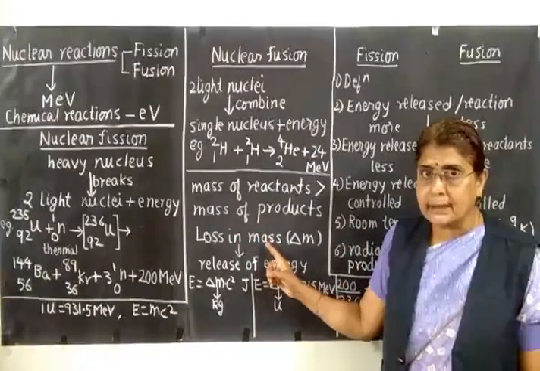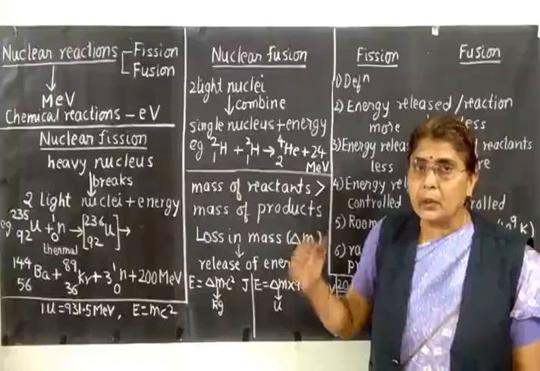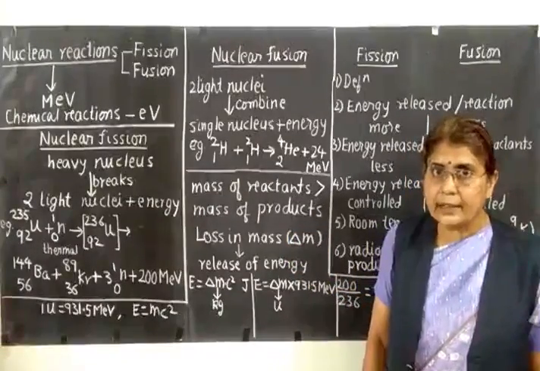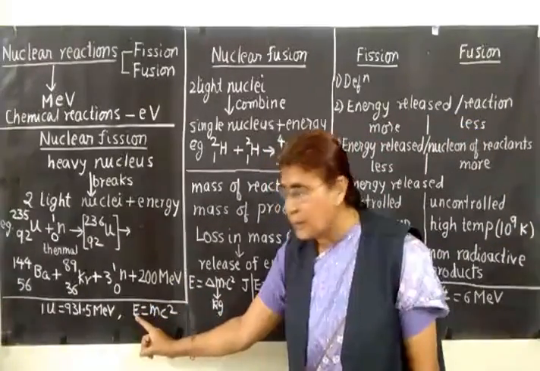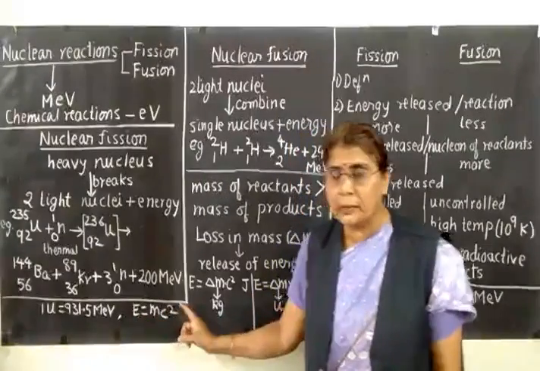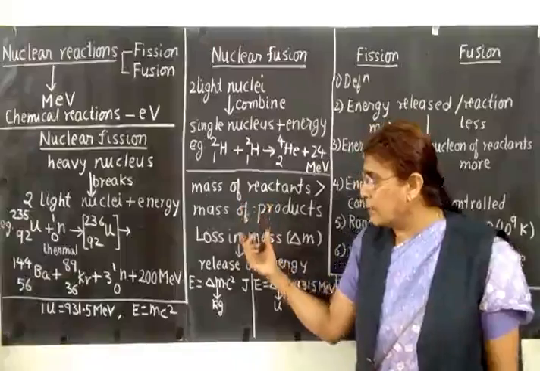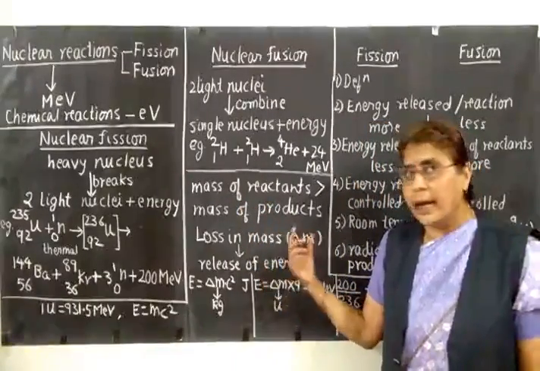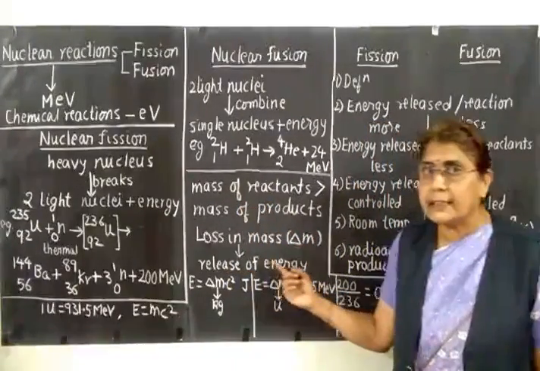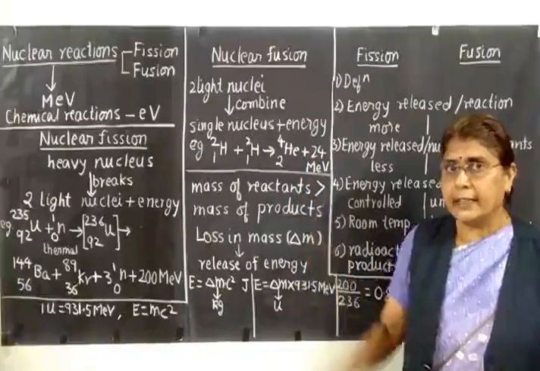This loss in mass will be equivalent to a certain amount of energy, because according to Einstein's mass energy relation, E equals mc squared, mass and energy are equivalent. So this loss in mass is equivalent to energy. Therefore, energy is released in these nuclear reactions.